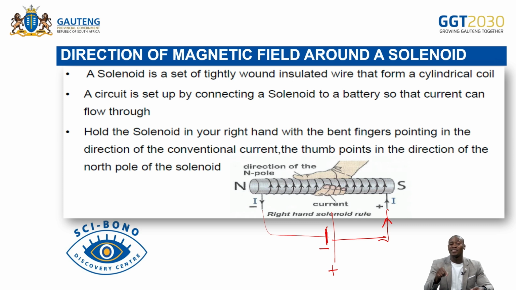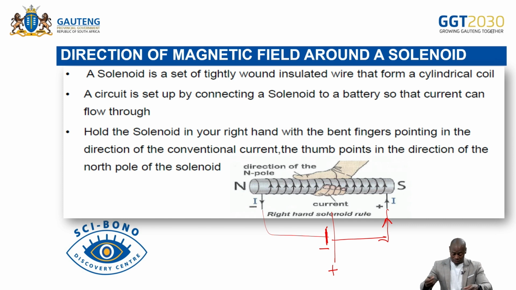As much as we use the right-hand rule, the thumb now is in the direction of the magnetic field. So wherever your thumb is pointing, that is the North Pole. It means that on that side we have the North Pole. Then the curled fingers are in the direction of the current. Thumb is in the direction of the magnetic field, wherever your thumb is pointing is the North Pole, and the curled fingers are in the direction of the current.